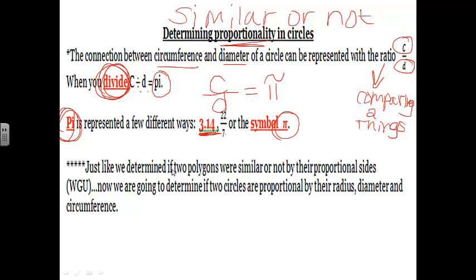Just like we determined if two polygons were similar or not by their proportional sides, which we set up, now we're going to determine if two circles are proportional by their radius or diameter and their circumference.